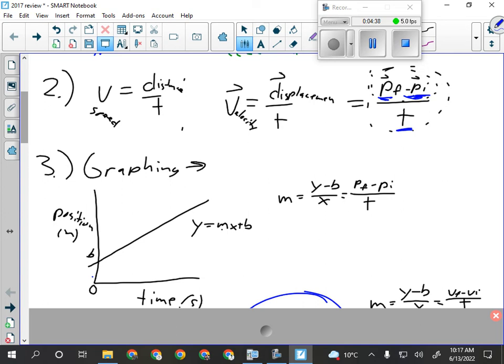Velocity, okay, and here's why. If I manipulate that for slope, I've got y minus b over x, which is final position minus initial position divided by time. Okay, those are the things that we have to be able to either figure out on the fly or we just remember. But it's certainly an important skill for using graphs. Right, so that would be for, oh, I already had it there.